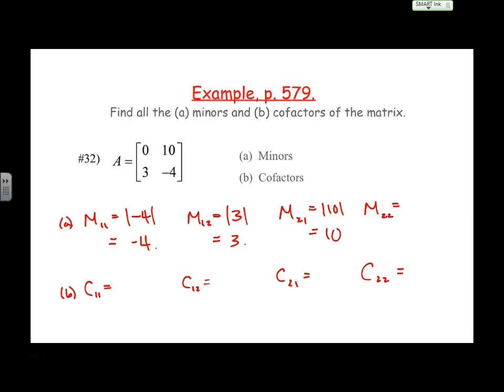2,2. Who's the entry? Negative 4. Cross cross. What's left? The minor is 0. Determinant of 0 is just 0. So what does cofactor do besides what the minor's already done? It says, think about the signs that match to each of these positions.